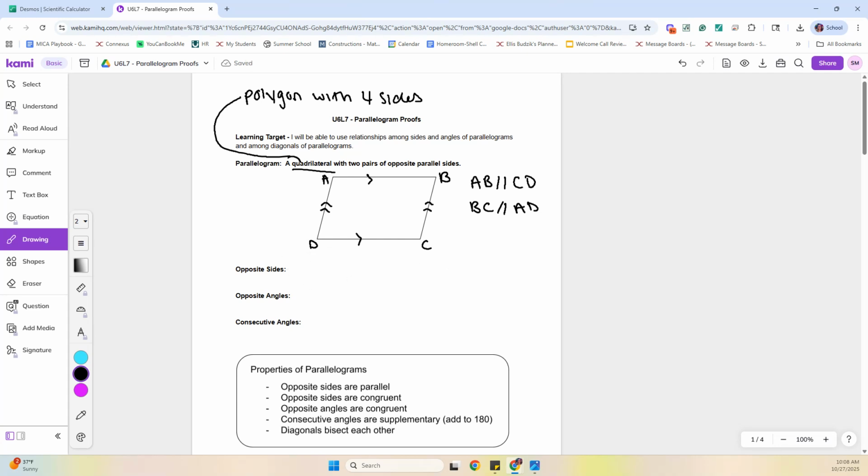Now, what do we know about opposite sides? Well, opposite sides are congruent. So in a parallelogram, opposite sides are congruent. So what are opposite sides? Well, that's the same thing as the opposite parallel sides. So we could say AB is congruent to DC. And then we could say AD is congruent to BC over here.